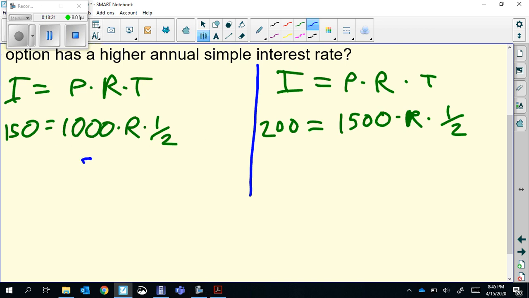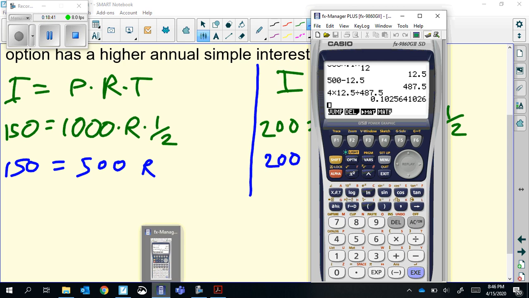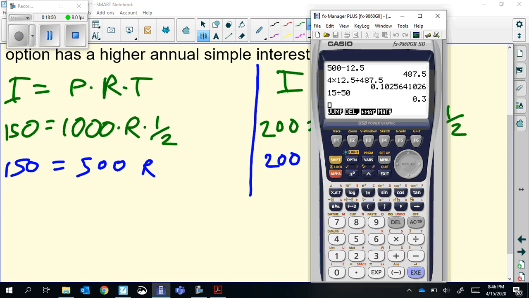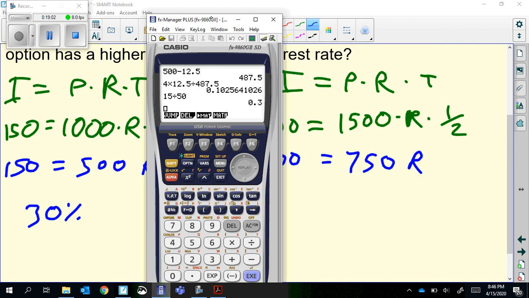1,000 times 1/2 is 500. That's pretty easy. And then same thing here, 1/2 times 1,500 is 750. And we're going to now use our calculator. 150 divided by 500. It's okay to drop the same amount of zeros from each of those, so I'll drop one zero just to make less typing. So that is a 30% interest rate.